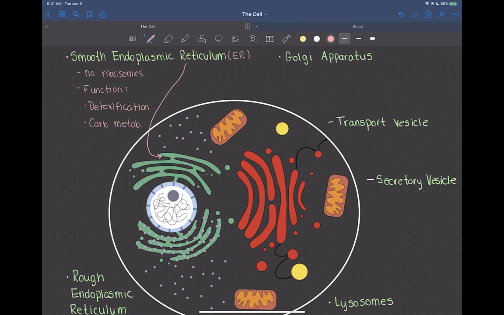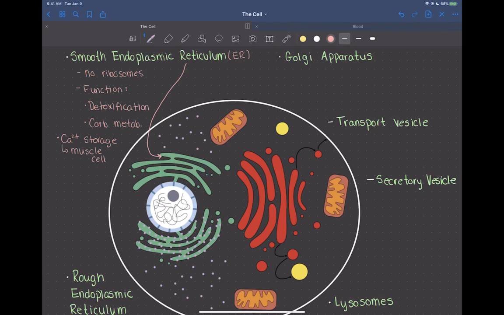Also calcium storage. So the smooth ER, and I'm going to move this out here so we have more room, in some cells like muscle cells can store calcium. We're going to see this when we talk about muscle contraction. So this would be in muscle cells. They're going to store calcium and then they can release calcium when the muscle is going to contract, and that's going to play an important role in muscle contraction.